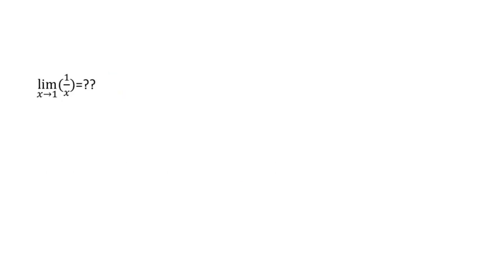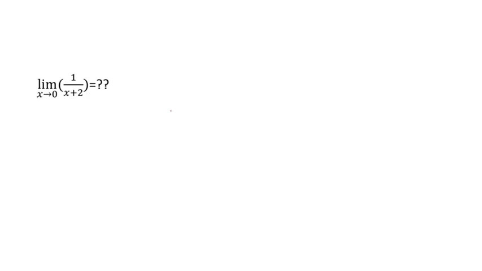So let's start with the first example. What is the limit of 1 over x as x approaches 1? As I said in part 1, the first step is just to write 1 over x. Then wherever you see x, you just replace it with 1. So basically it's 1 over 1, which is 1. So that's the solution.